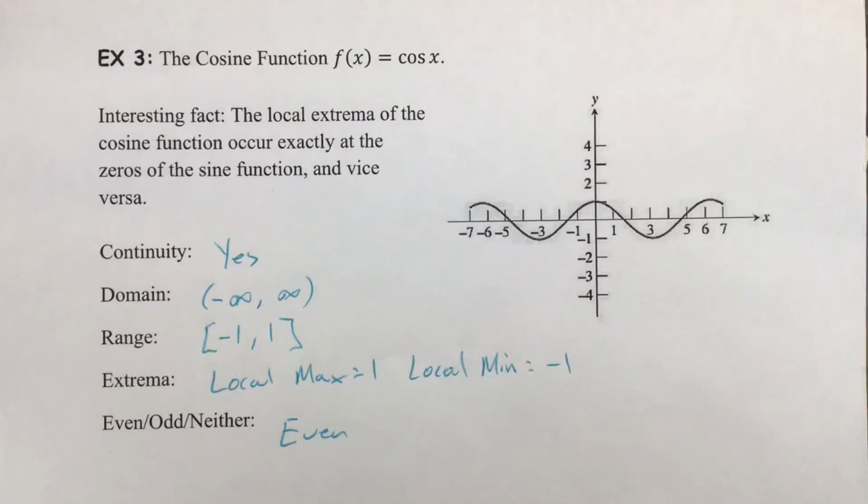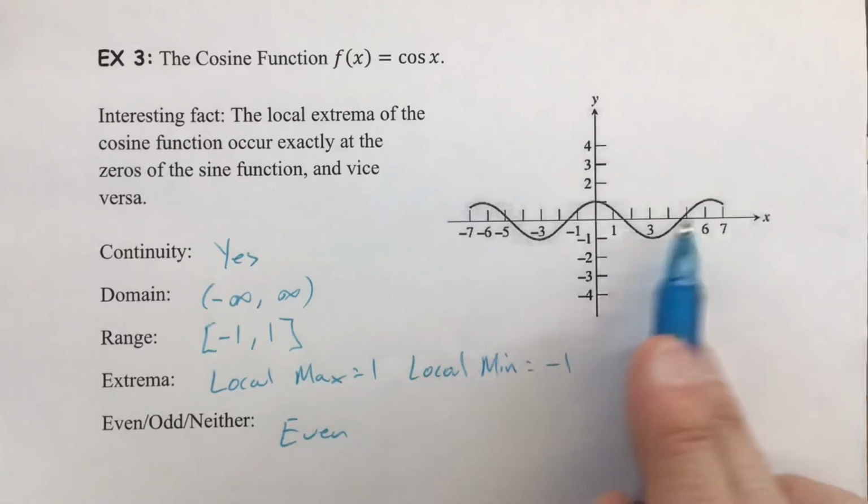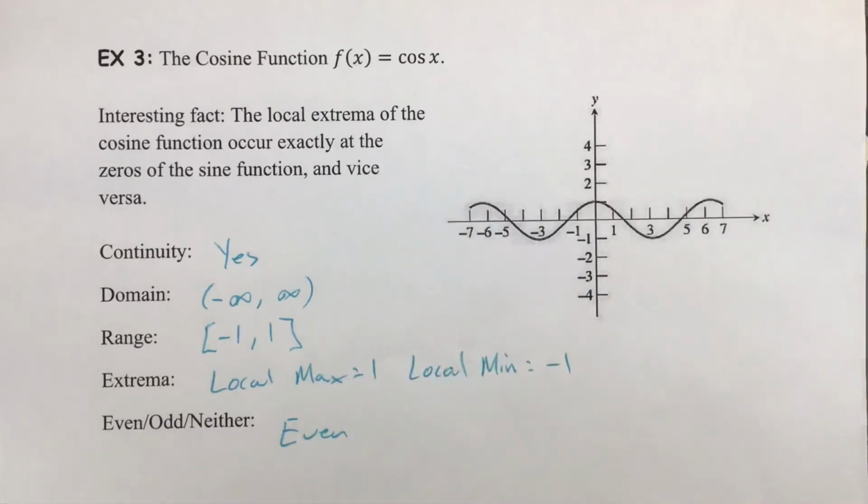This graph is going to be symmetric about the y-axis. You have a low point here, you have a low point there. High point, all those are going to match up. This is symmetric about the y-axis, making it even.